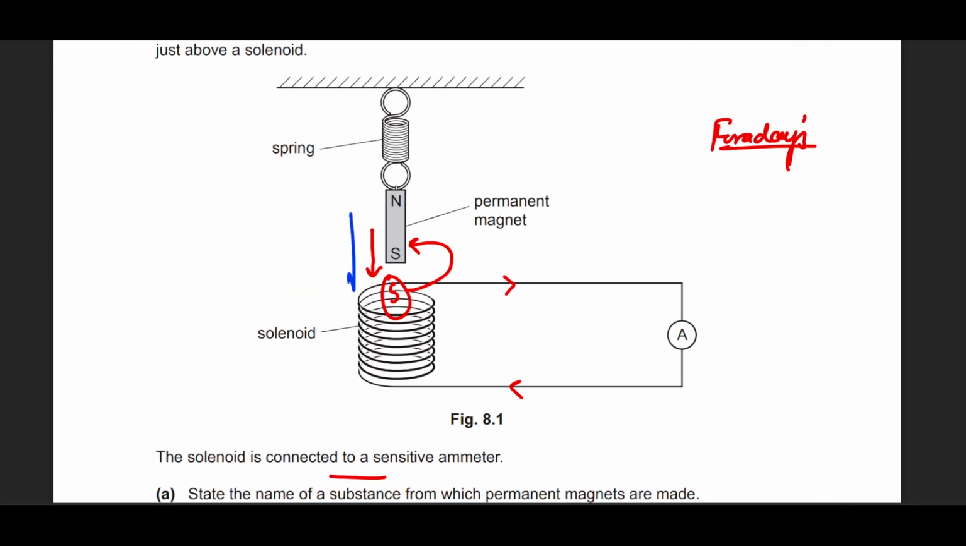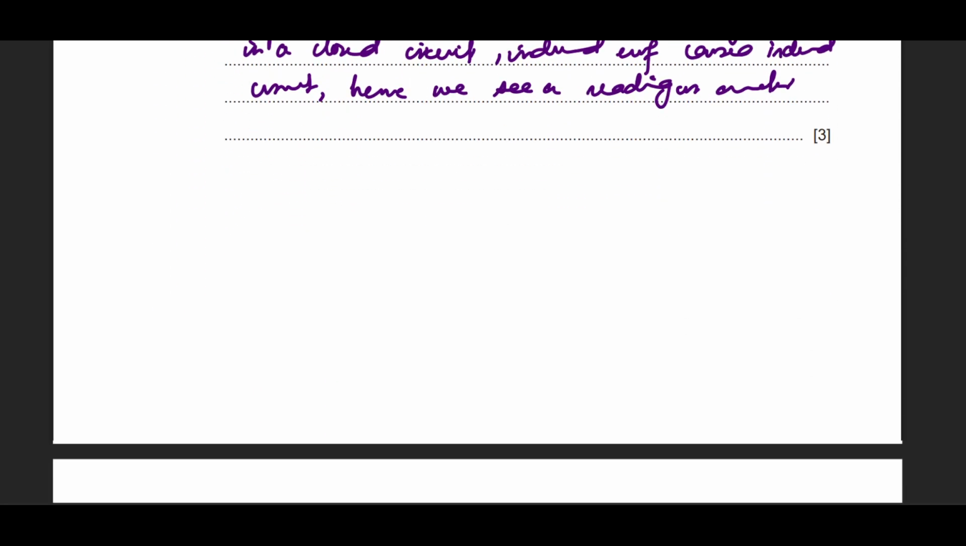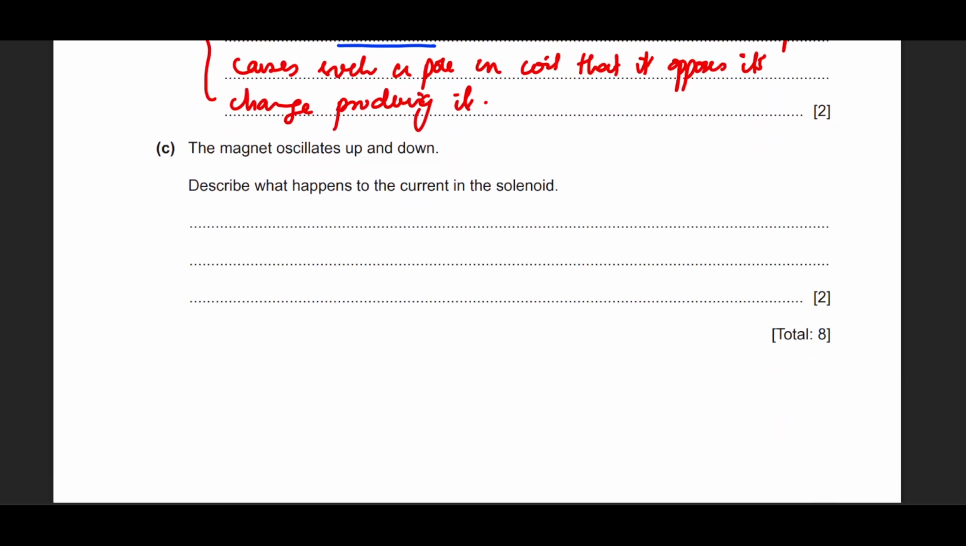So very simple answer. As the magnet oscillates up and down, this oscillates to become south and north. It oscillates between them, which means that sometimes the current is clockwise, sometimes the current is anti-clockwise, right? So the direction of the current keeps changing. So direction of current changes. This is for 1 mark.